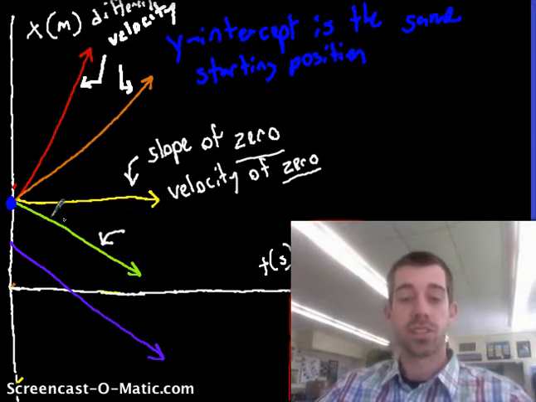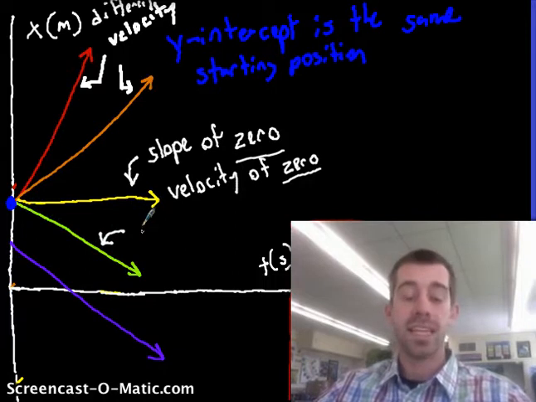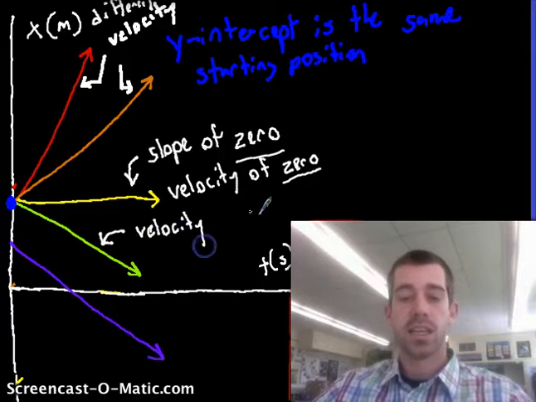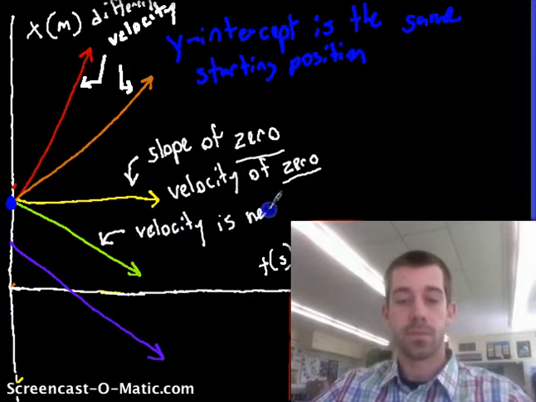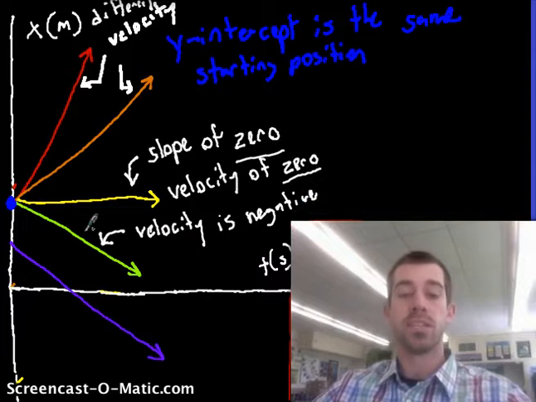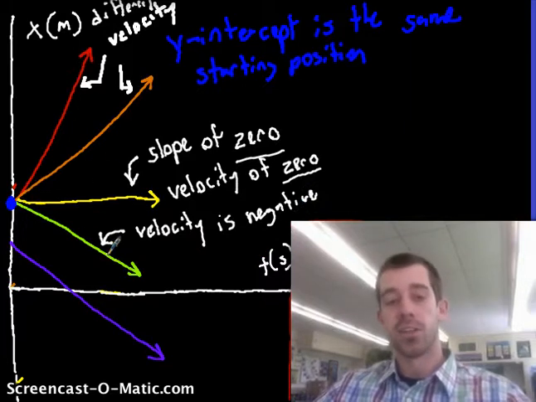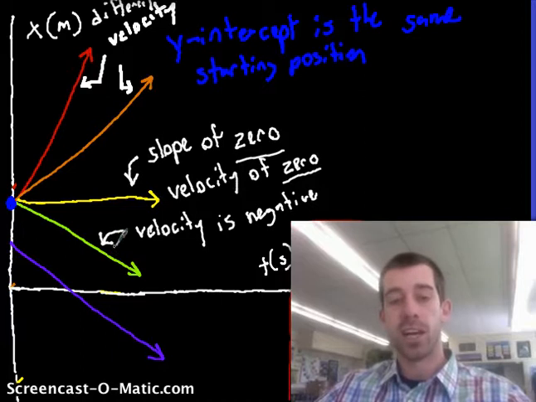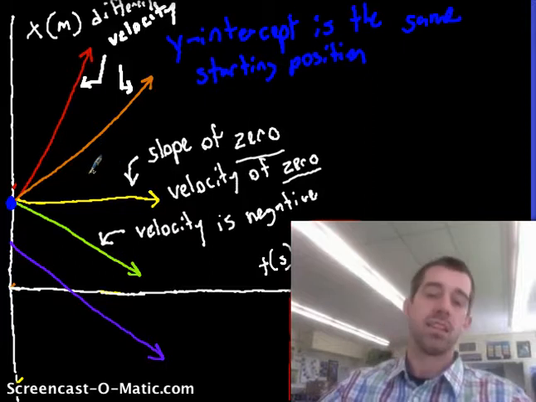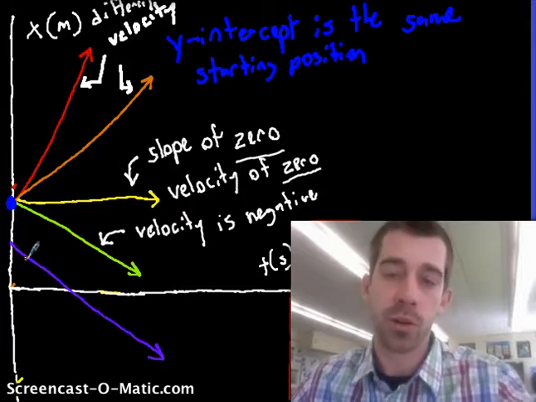What about the green one down here? Well, it starts in the same position as everybody else, but since its slope is negative, that means the velocity is also negative. Okay? And so that means it's moving the opposite direction of these other ones. It looks like it's about the same amount of velocity, about as steep as orange, but they're moving in opposite directions.